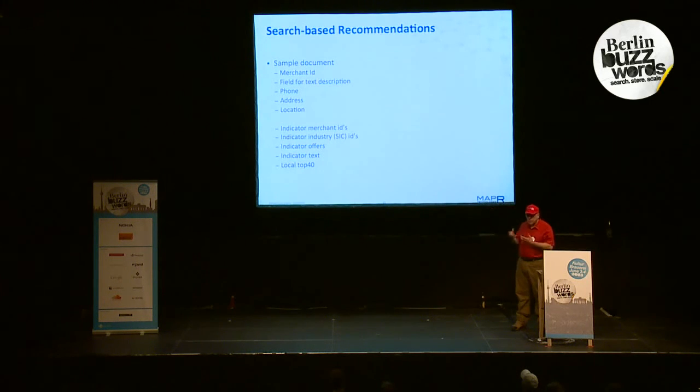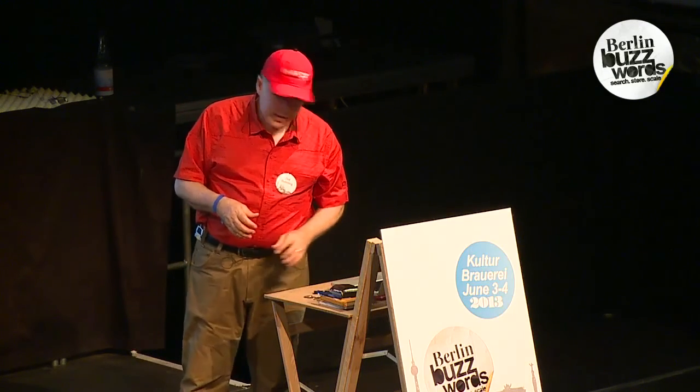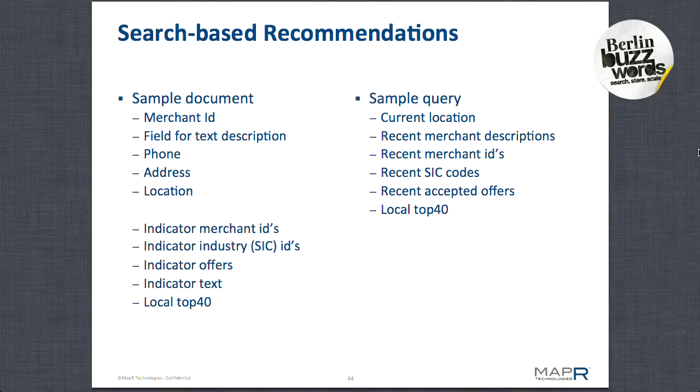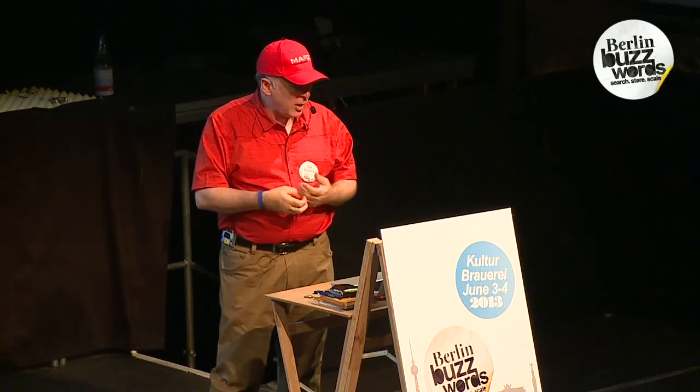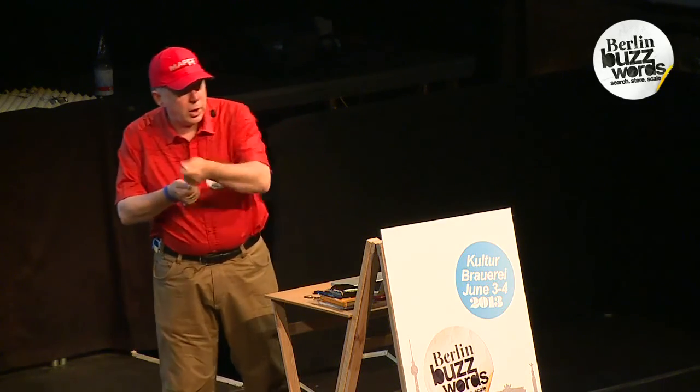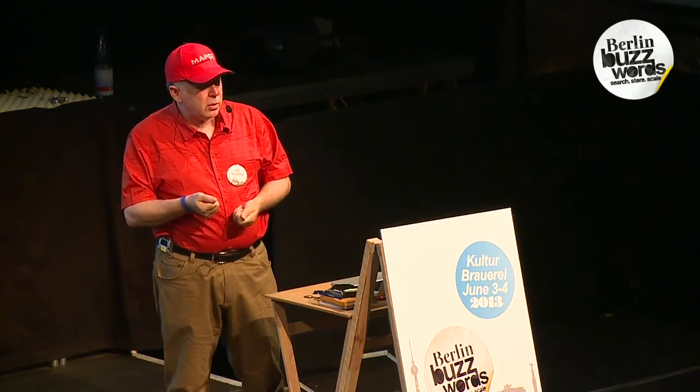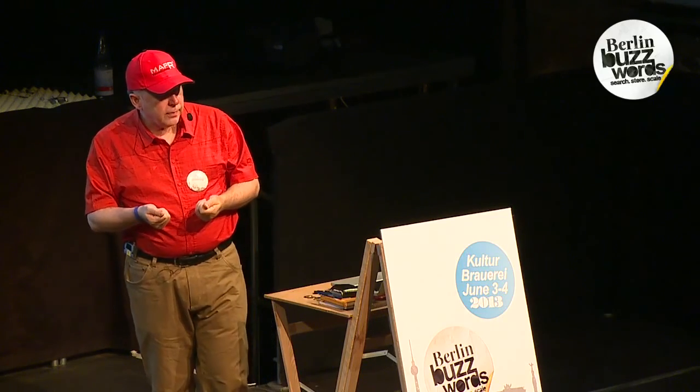And in particular, if I want to do geographical recommendations, I might just say people who are in this region should be recommended this particular offer. And so the query then becomes, that's the H on the right side, what's the current location of the user, and the recent merchant descriptions, and the recent merchant IDs, the recent SIC codes, the recent accepted offers, and of course, a 1, say, always give me local best restaurants.